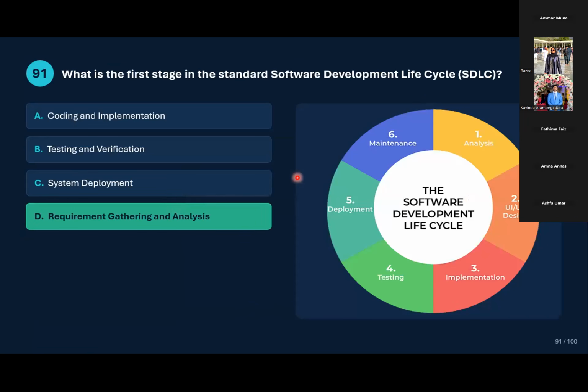Okay, the first question is, what is the first stage in the standard software development life cycle? If we see the SDLC, the software development life cycle, these are the steps. First is analysis, requirement gathering and analysis, the second step is designing, third is implementation, coding and implementation. Fourth is testing and verification, fifth is deployment, and the sixth, the last step, is maintenance. So the answer here is D, requirement gathering and analysis.